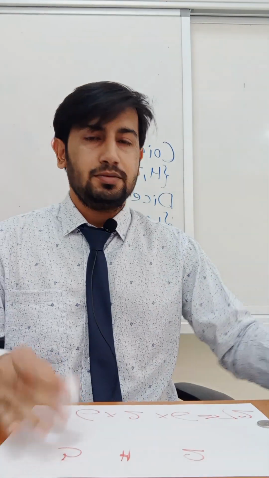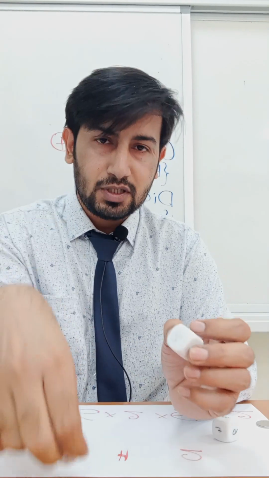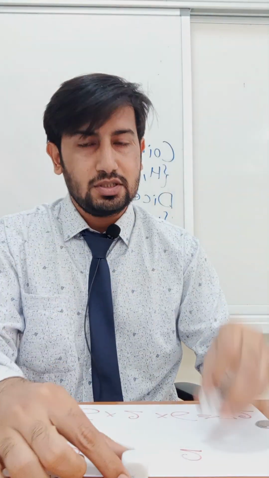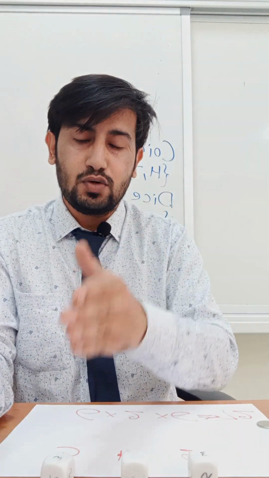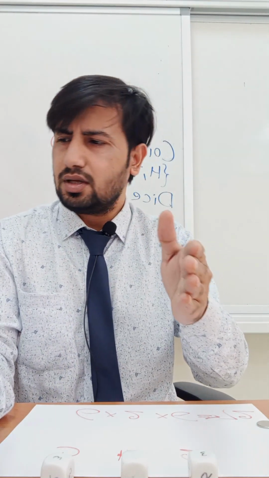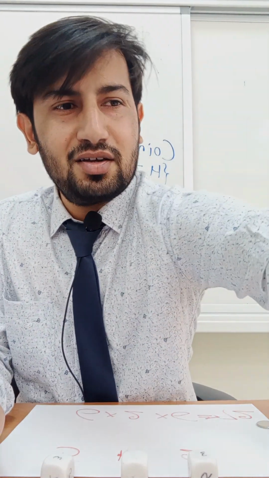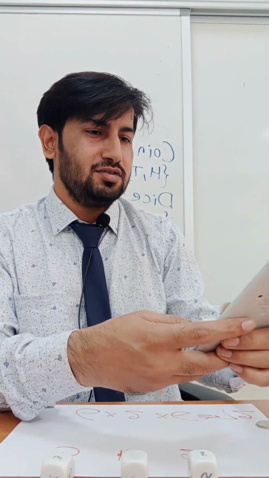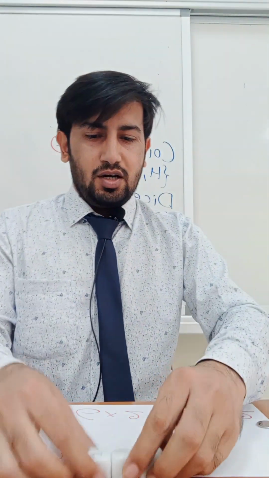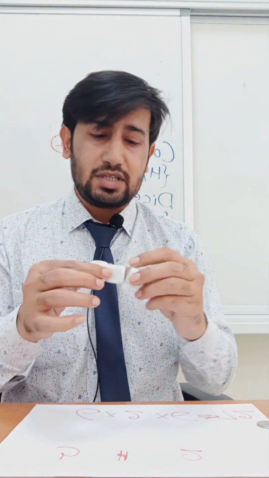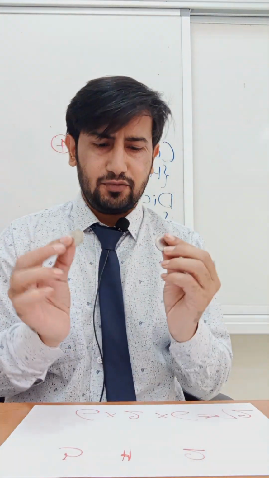Similarly, let's say you have 3 dice. The sample space of one dice is 6, of the second 6, of the third 6. So 6 multiplied by 6 multiplied by 6, you will get 216. Let me just check. Yeah, 216. So that will be the sample space for 3 dice. Now I've discussed 2 coins as well.